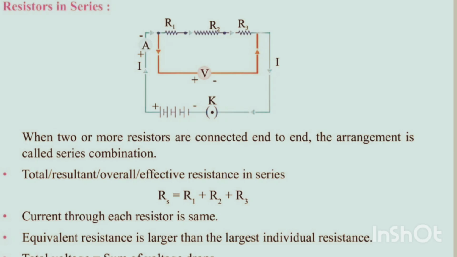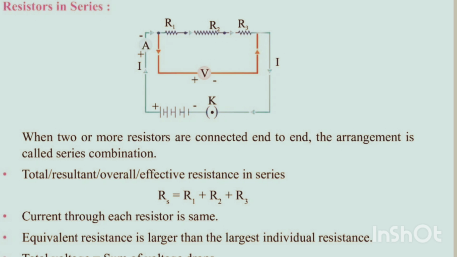So here, when two or more resistors are connected end to end, the arrangement is called the series combination. What is a series combination? When two or more resistors, that is R1, R2 and R3, are connected end to end, the arrangement is called the series combination. So total resistance in series is RS. RS is denoted as resistance in series. So our resistance in series is equal to R1 plus R2 plus R3.